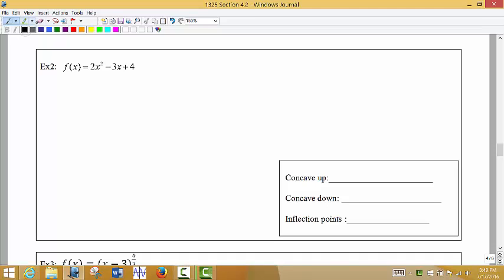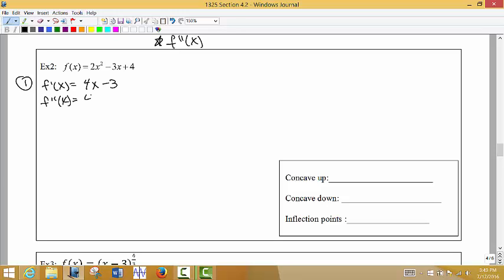All right, in our next example, we're asked to determine where this function has intervals where we are concave up or concave down, and if there are any inflection points. So remember that when we're looking for concavity, we're looking to find the second derivative, which is really important here. Okay, so the first thing we want to do is find the first derivative and the second derivative. So we're going to use our power rule here.